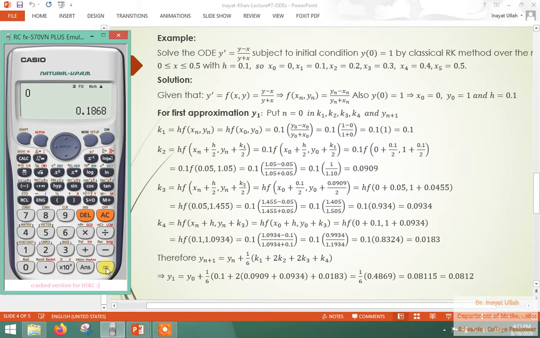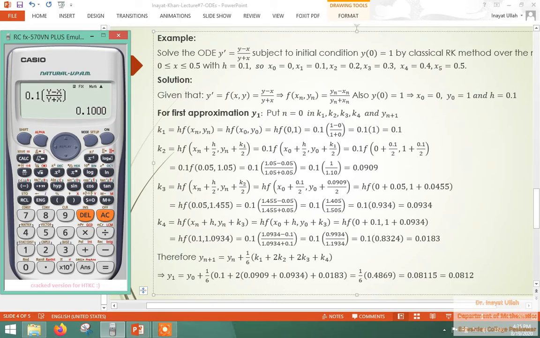Whenever you press the equal sign, it will give you the value of x. x is 0. You see that x naught is 0. Whenever you press equal, it will give you the value of y. y is 1, so that is y naught, which is actually 1. And thirdly, when you press equal, it will give you the value of the function, the value of k1. The value of k1 is 0.1.